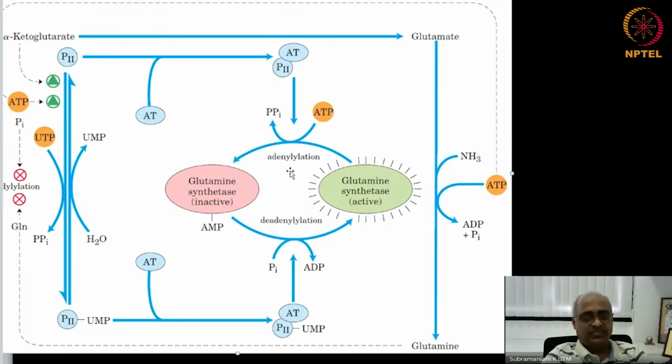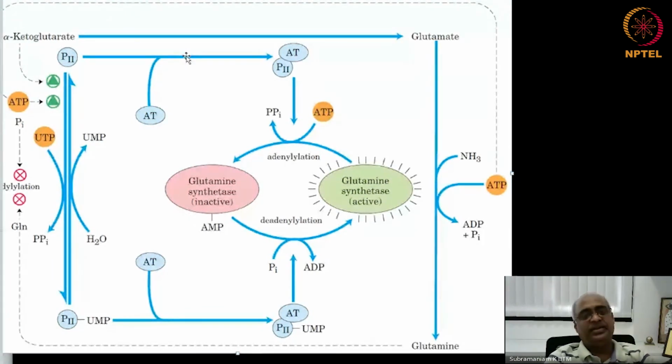So that transfers the adenyl group, and that transferase enzyme can do both, depending on what is bound to it. It can add the adenyl group to the enzyme, or it can remove it, deadenylate it. Okay, it is done by the same enzyme AT. It depends on whom AT is associated with. So now the active enzyme, of course, is going to incorporate ammonia into glutamate, forming glutamine, and the inactive enzyme will not do it.